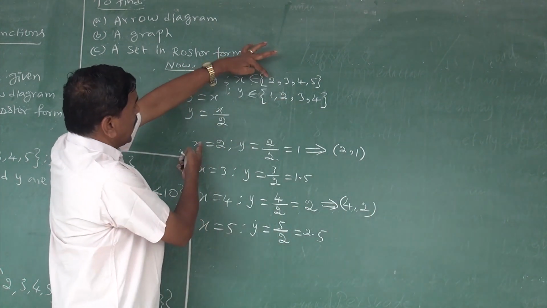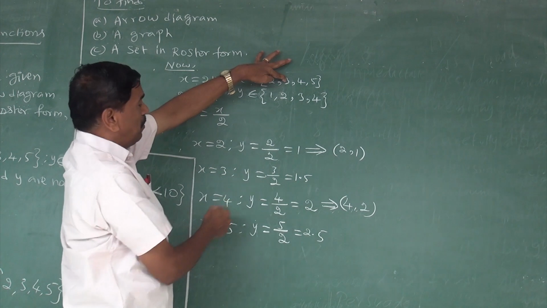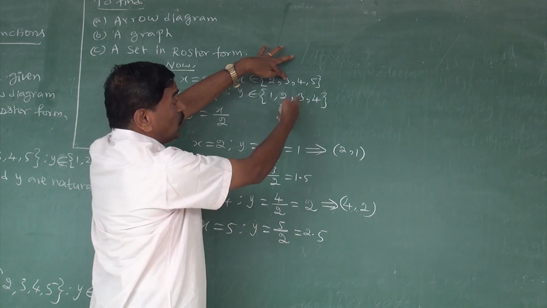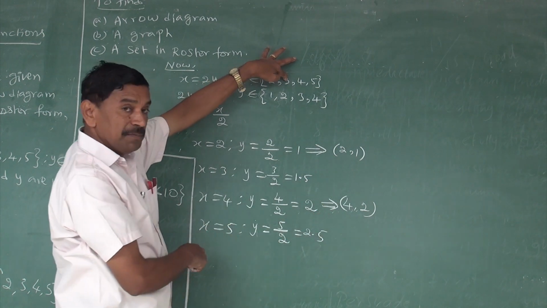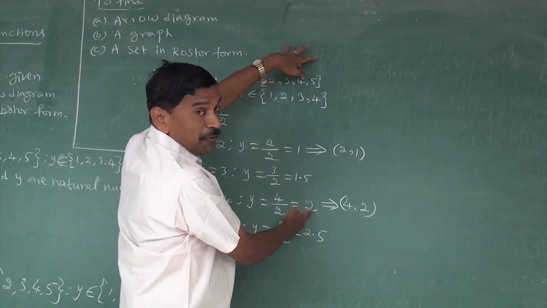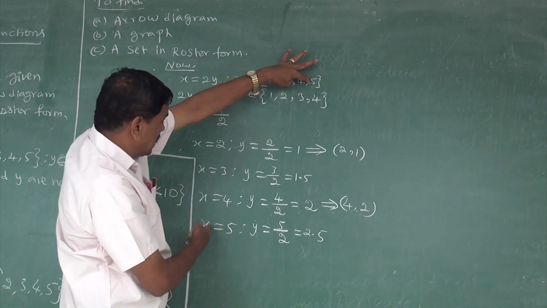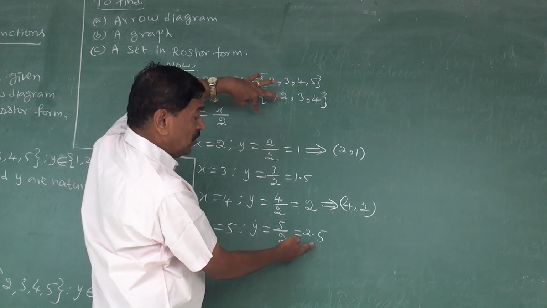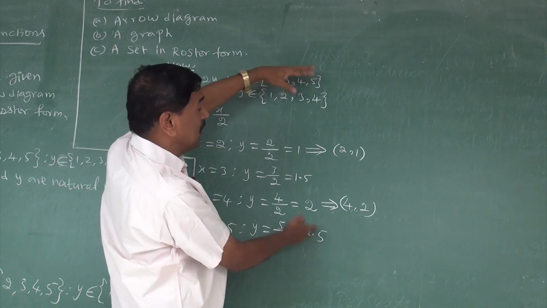Okay, here listen, when x equal to 2, y is equal to 1, (2, 1) is an ordered pair. When x equal to 3, y is equal to 1.5, where 1.5 does not belong to y values, therefore (3, 1.5) is not possible. Next, when x is equal to 4, y is equal to 2, therefore the ordered pair (4, 2) is possible. Next, when x is equal to 5, y is equal to 5 by 2, which is 2.5, and 2.5 does not belong to y values, therefore (5, 2.5) is not possible.